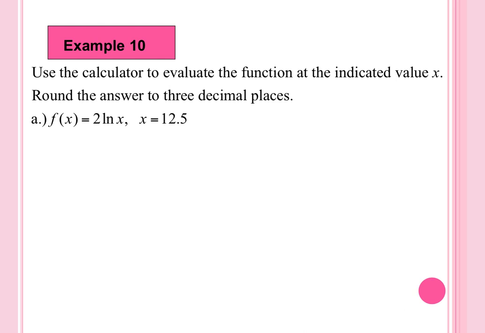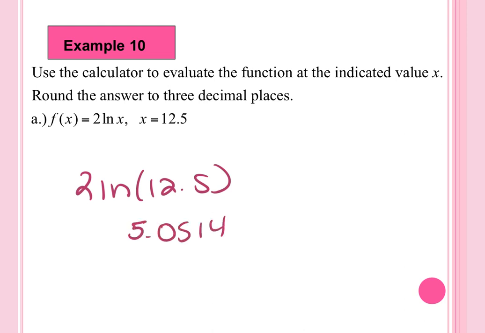The calculator part, you'll literally just plug in. It says use the calculator to evaluate the function at the indicated value. Round your answer to 3 decimal places. So we're doing 2 times ln of 12.5. ln is the same button that we used yesterday for the e, only we don't hit second. We do 2 ln 12.5, and I get 5.0514, which means we don't round up. We just keep the 0, 5, 1.